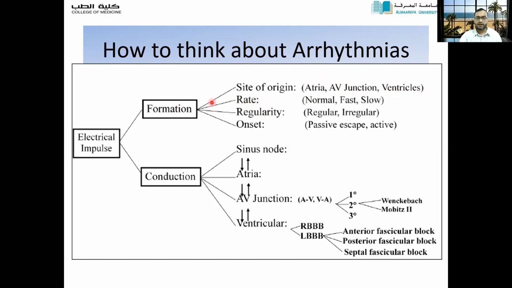And the defect in the formation can be in terms of rate, not origin. It's originating properly, but it's too fast or too slow, tachycardias or bradycardias. So it might originate in the SA node, but faster or slower, or it might originate somewhere else and can be faster or slower. So based on that, we can go for diagnosis.